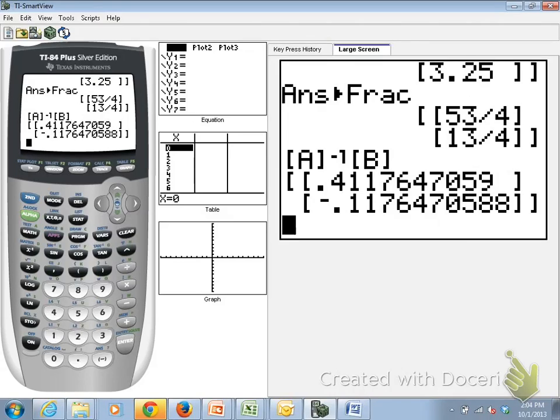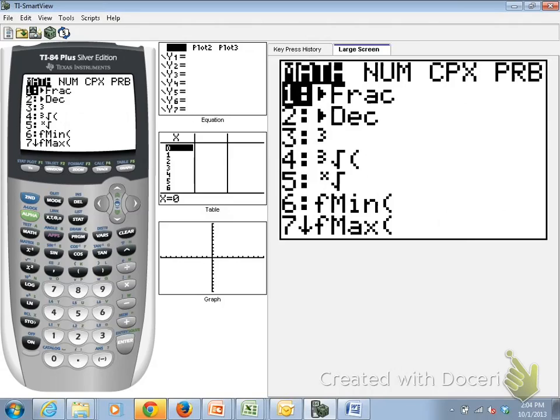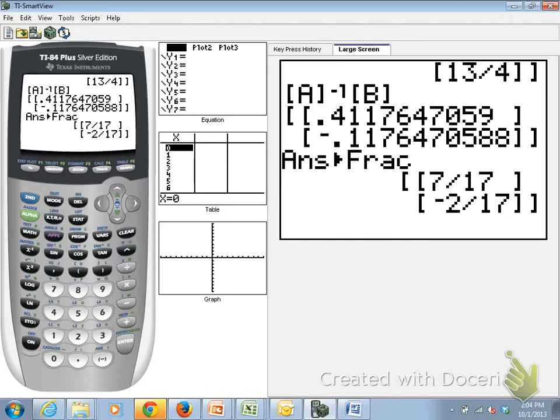It automatically does it. Now, this is a yucky decimal. If I want to see if it's a fraction, what do I do? Press second enter. Math, enter. So what's the answer to number 2? It's 7 over 17, negative 2 over 17.